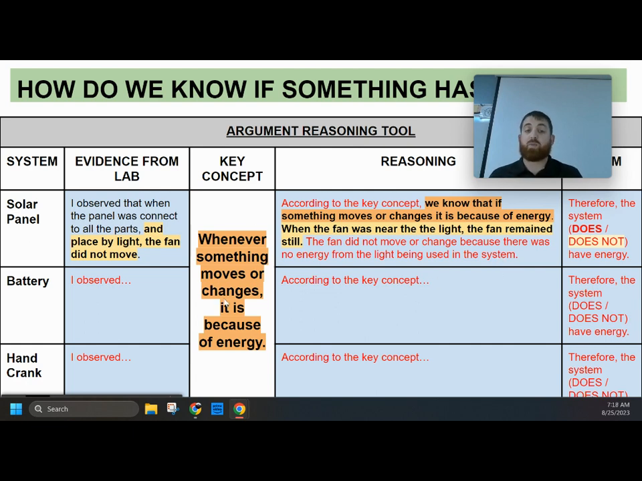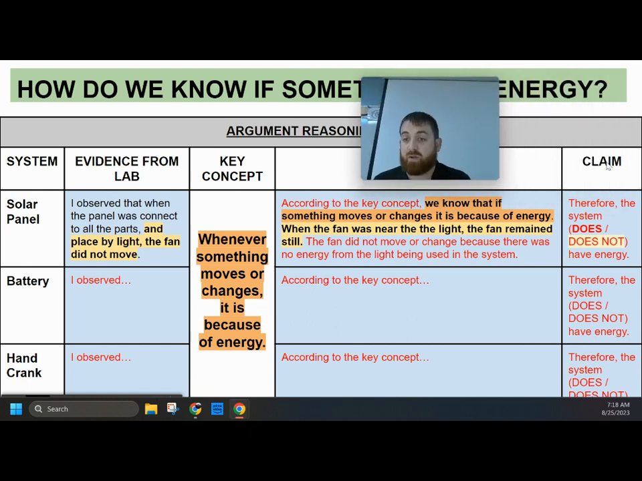Notice I'm using this key scientific concept and the evidence to put it all together so that I can draw the final conclusion. So what's my final claim? Therefore, the system, in this case the solar panel, does not have energy. This helps us create a complete argument, one that makes sense for everyone. Your job then is to explain, using the reasoning tool, whether or not the battery system you created for the fan had energy, and whether the hand crank system had energy as well.